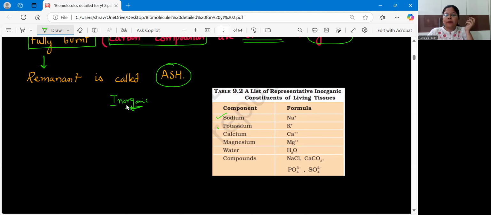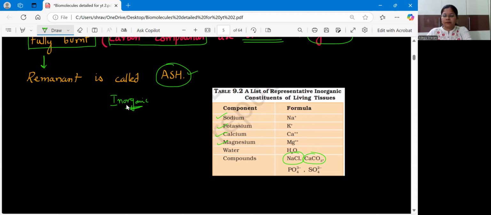We have sodium, potassium, calcium, magnesium, all those things. If you talk about compounds, it could be sodium chloride, calcium carbonate, phosphates, sulfates. So these are the different types of inorganic components we get when we do the ash analysis. A few points you have to remember here: when you perform ash analysis, you get completely inorganic components. But when you do the chemical analysis, there are chances of getting both organic and inorganic components. This slight difference you have to remember.